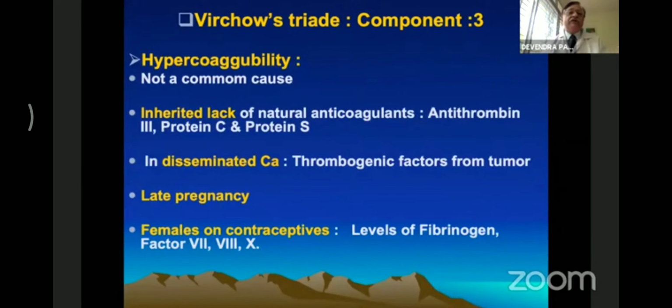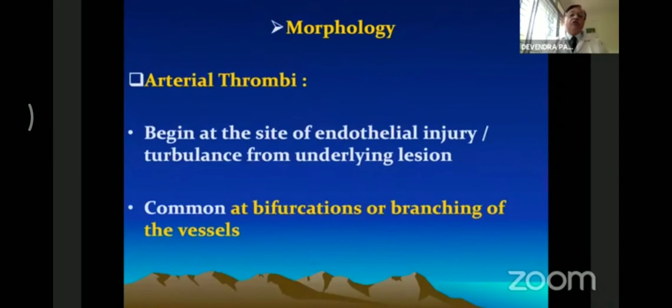Then the third factor is hypercoagulability, which is usually seen as an inherited lack of antithrombin, or maybe disseminated cancer, which is very important. A surgeon operating on disseminated cancer should take precautions. In late pregnancy there is hypercoagulability, and females taking contraceptives are also liable to thrombosis.